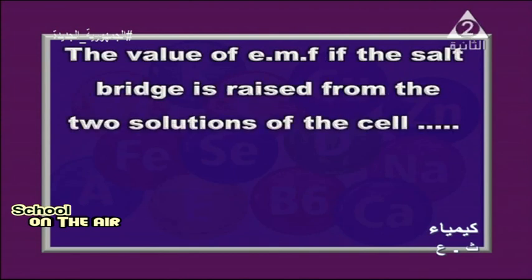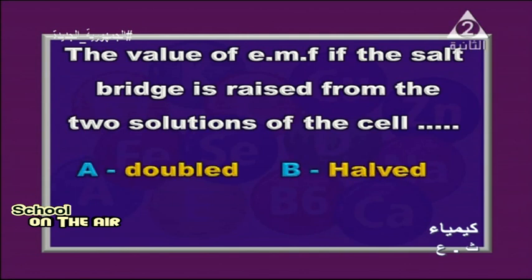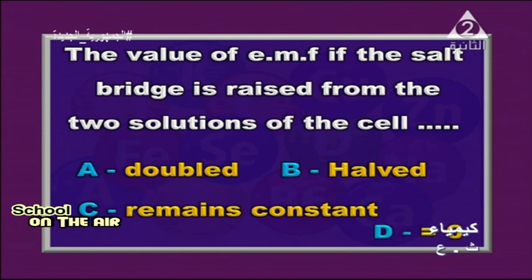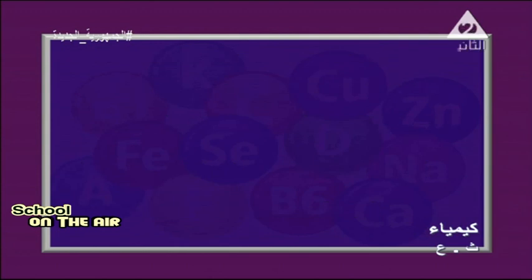The value of the EMF if the salt bridge is removed from the two solutions of the cell: doubled, halved, remains constant, equal 0. We know that the salt bridge maintains the neutrality of the two half cells. So if we remove the salt bridge, each half cell will be saturated with excess ions. So the EMF equals 0 if we remove the salt bridge.